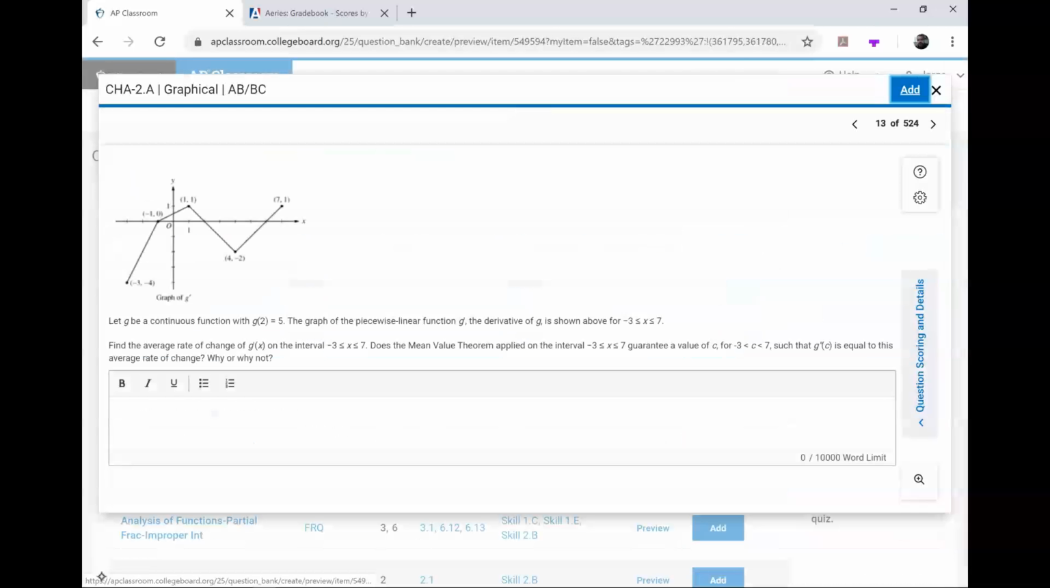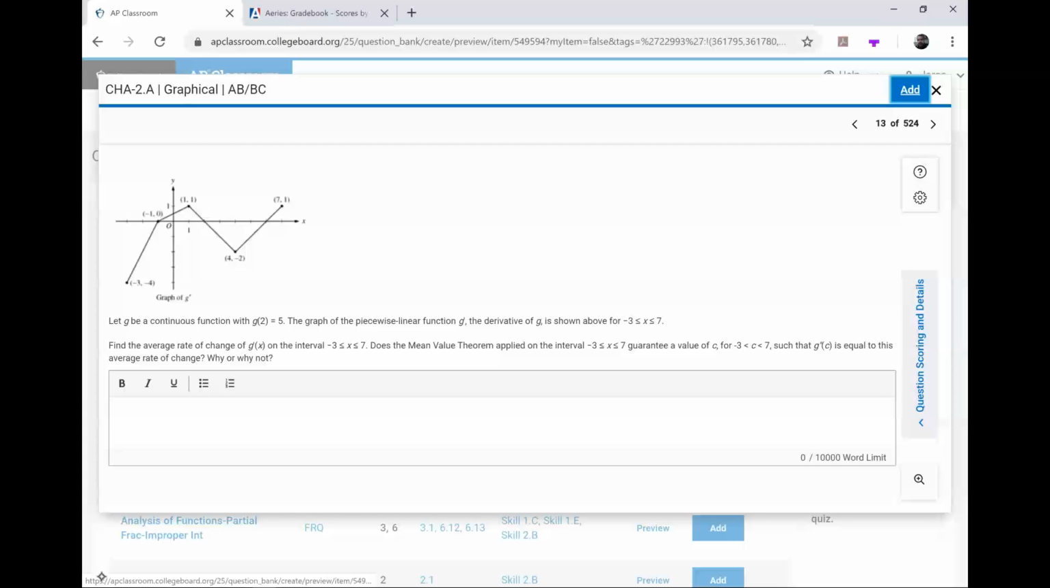So it's going to pop it up for us. So here it is. Let g be a continuous function with g of 2 equal to 5. The graph of a piecewise linear function g prime is given, the derivative of g, right, shown above from -3 to 7, etc. So find the average rate of change over the interval.